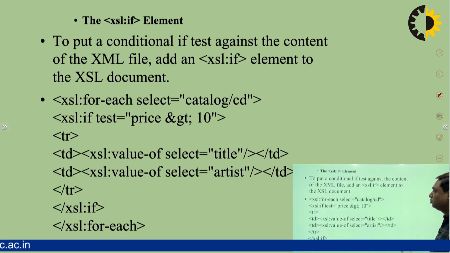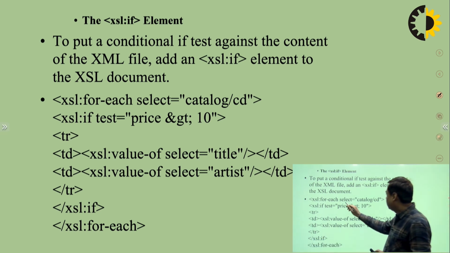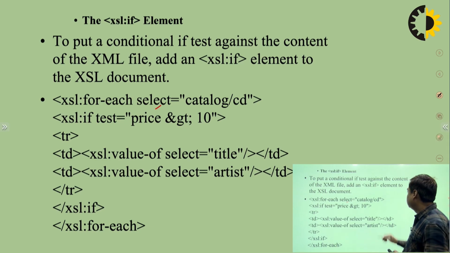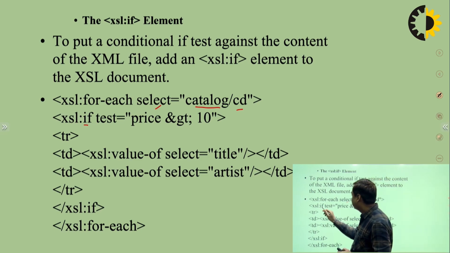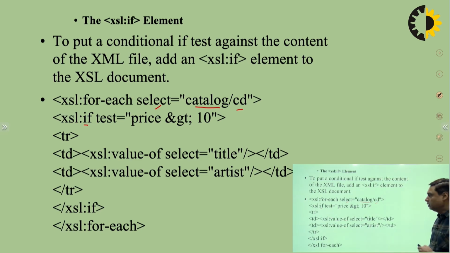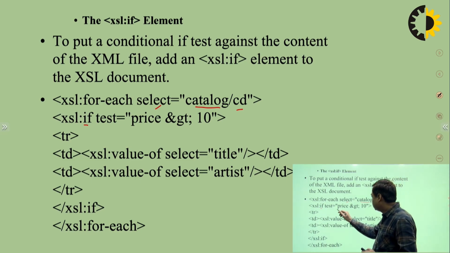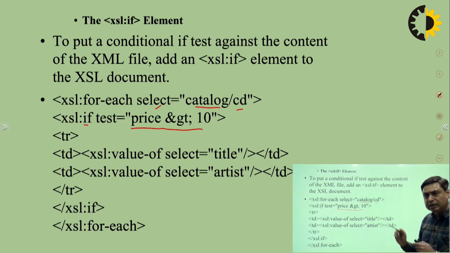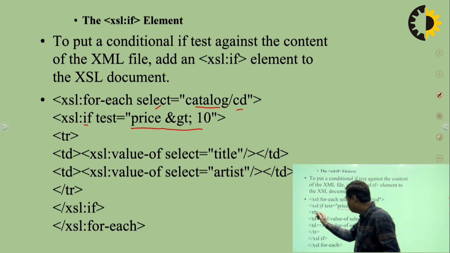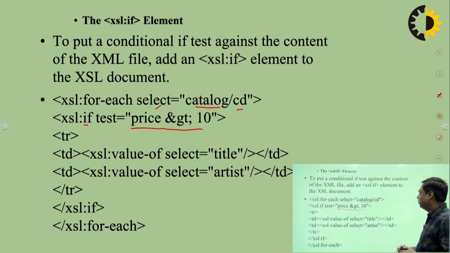Now we can use the if statement also. We have to select the navigation. Navigation starts from catalog and CD. Then we have the if statement, and then we apply the test. We want to display all the information where the price is greater than 10. Here you can see we are using the entity reference, not the greater than symbol, because in XML some symbols become illegal for the browser. Generally the less than symbol becomes illegal because the less than symbol is also used in tags. So it is better to use the entity reference instead of the actual symbol.